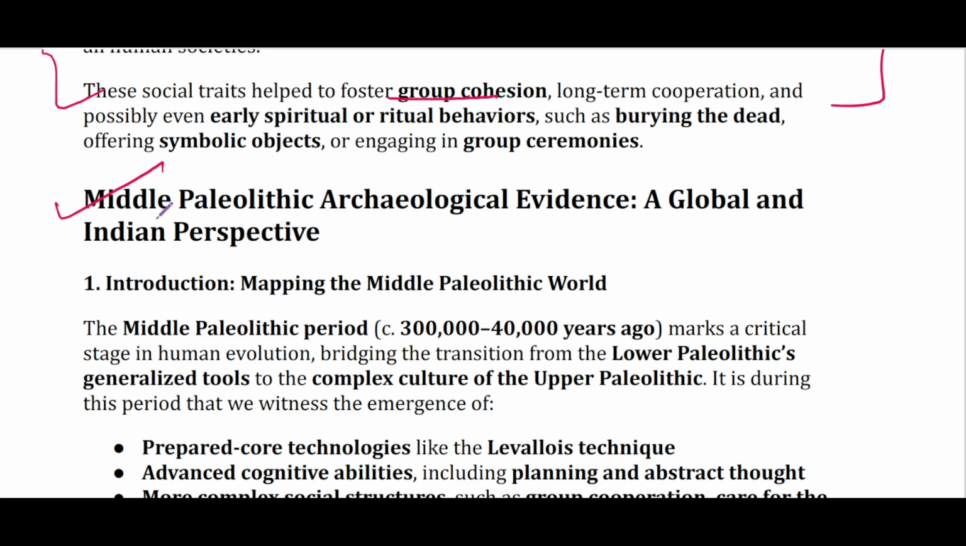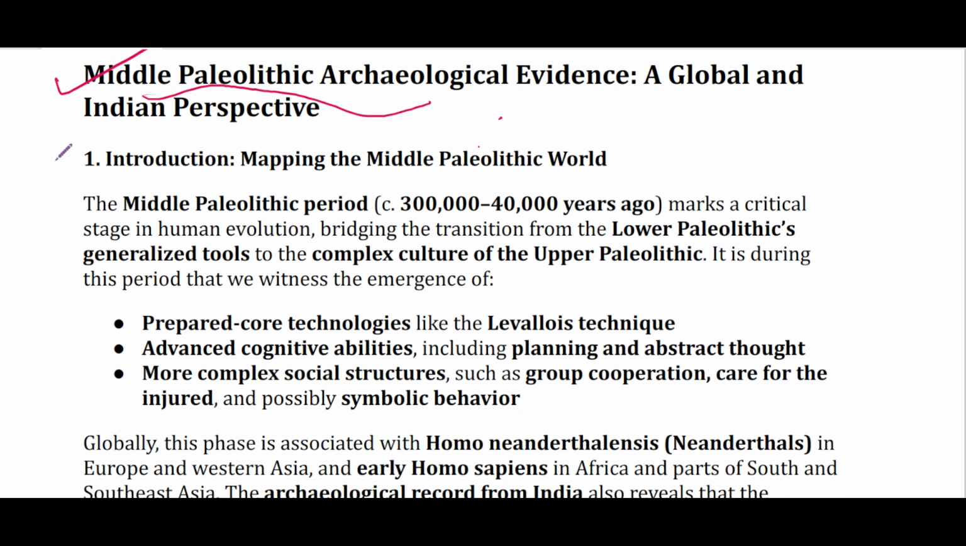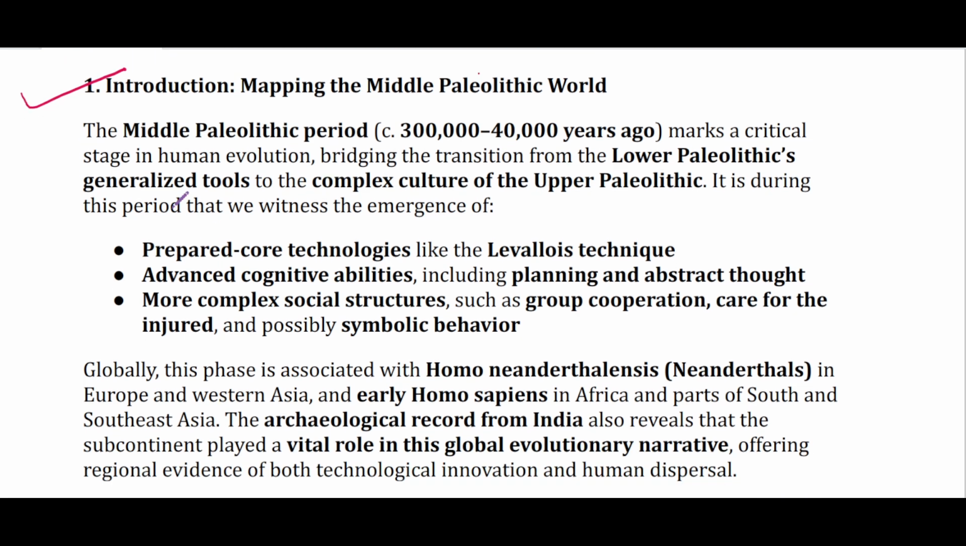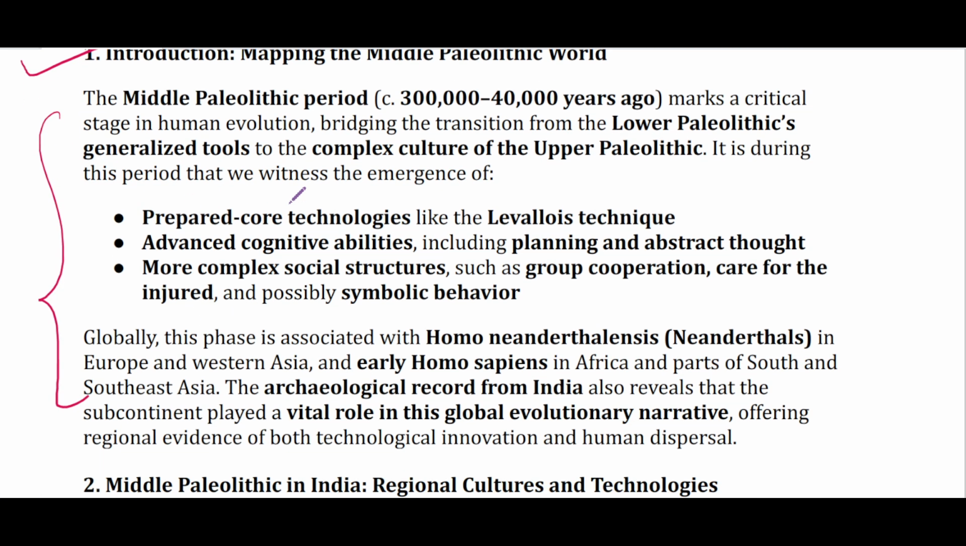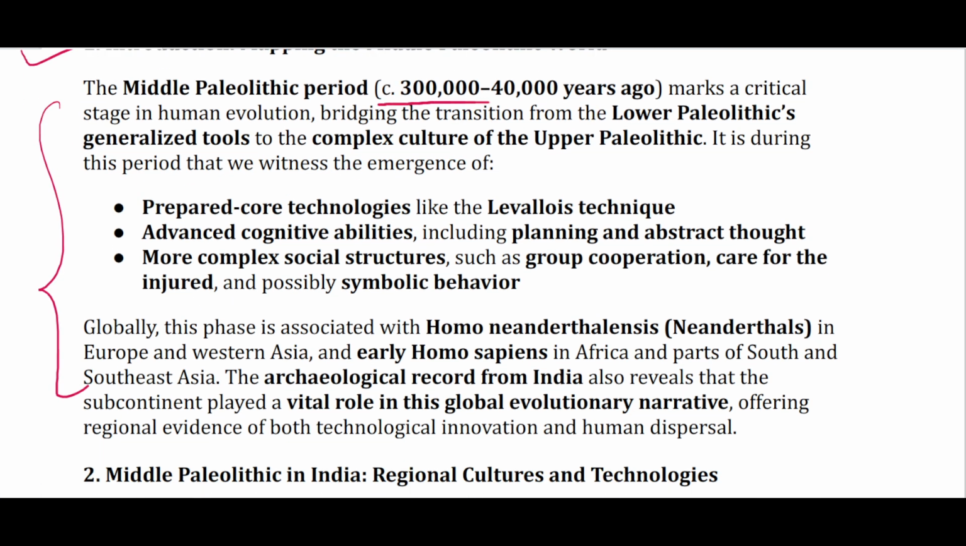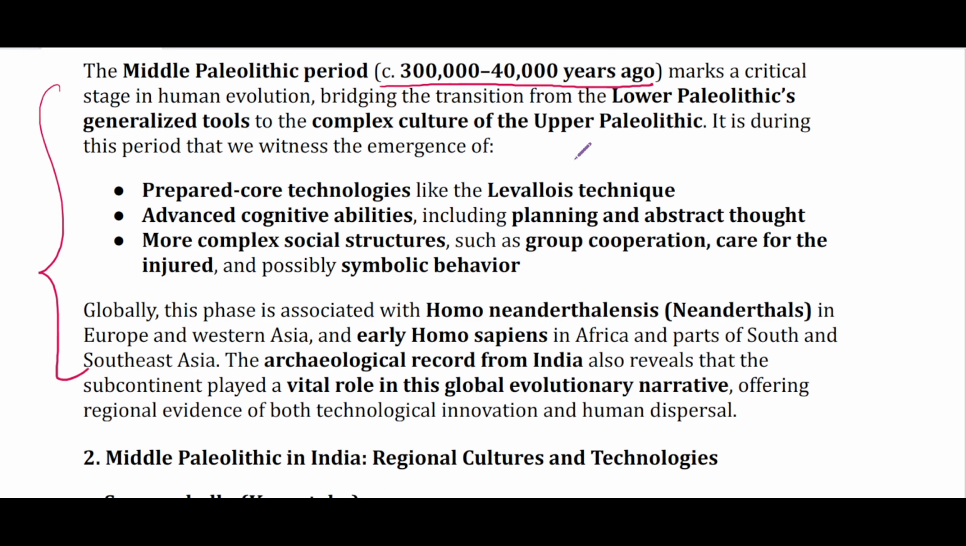Now let's talk about Middle Paleolithic evidence. The basics again: the Middle Paleolithic is from 300,000 to 40,000 years ago. It began with the transition from older tools to a more complex culture. It bridges the gap between the older tools and the complex tools of the Upper Paleolithic.